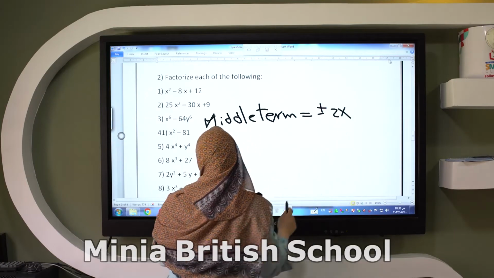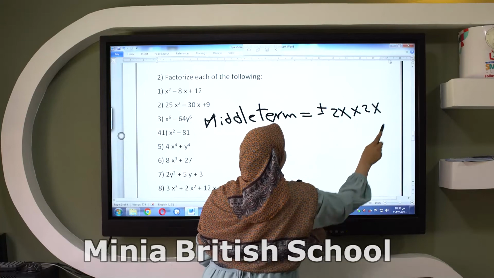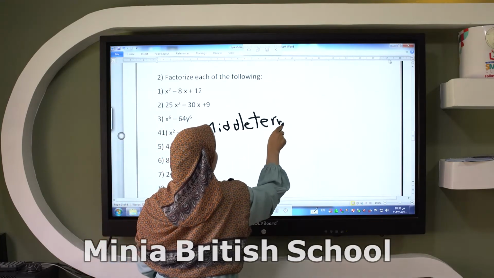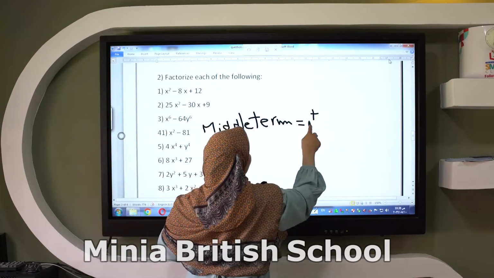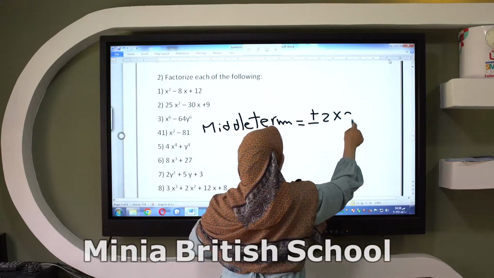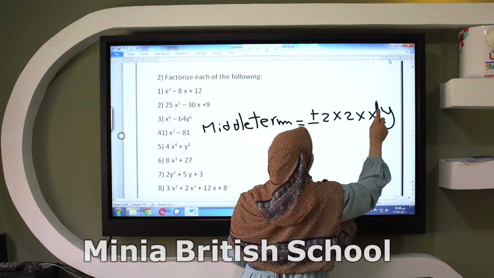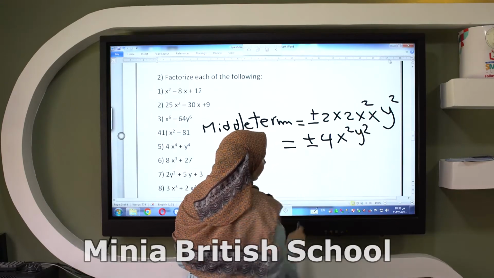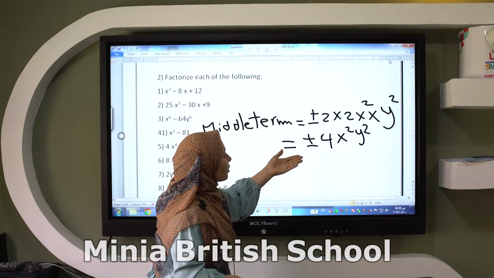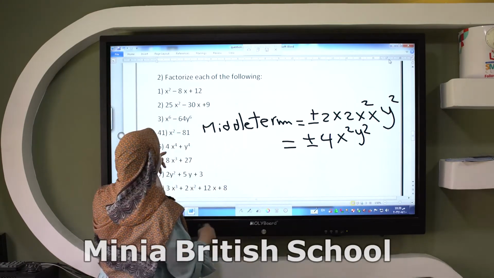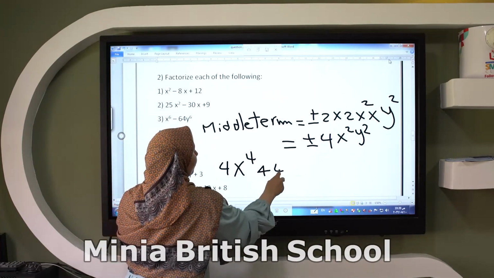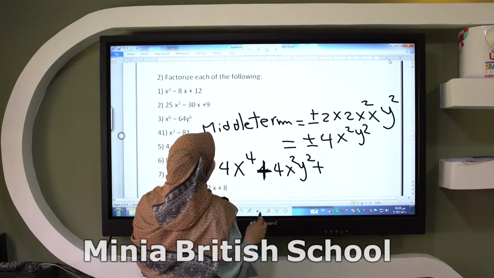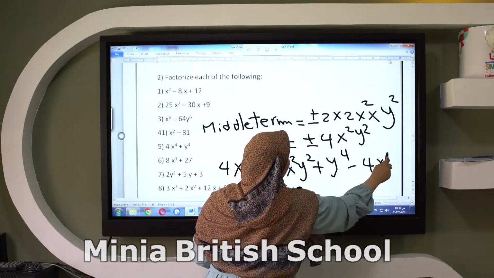The middle term here equals positive or negative 2 times root the first term, 2x power 2, times root the second, y power 2, equals positive or negative 4x power 2 y power 2. Now put this middle term, one with the positive and the other with the negative. So 4x power 4 plus 4x power 2 y power 2 plus y power 4 minus 4x power 2 y power 2.